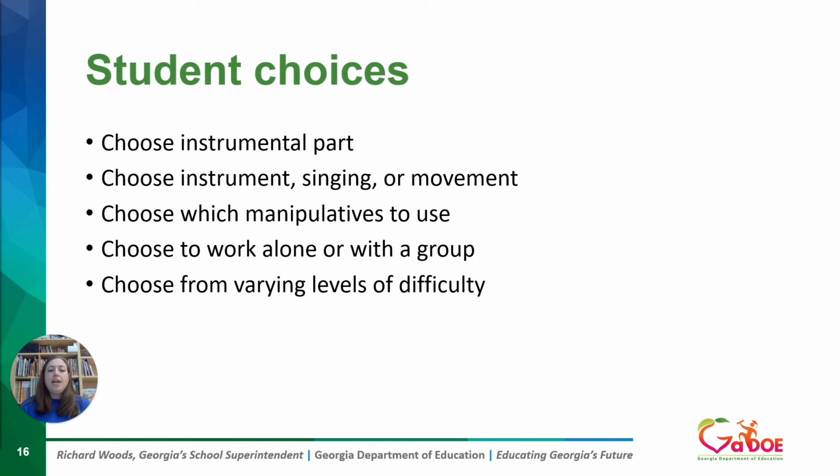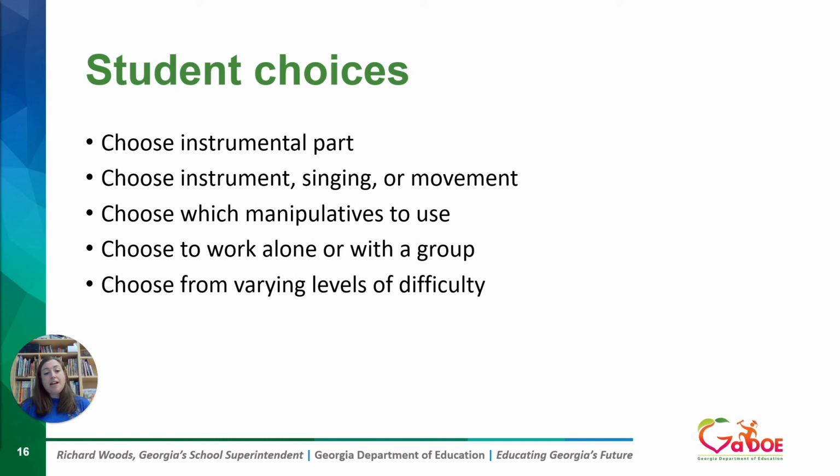Another way to differentiate is by student choice. You can let the students self-select based on their interest or their own perceived skill levels. So maybe I have a similar type of rhythm, but different instruments for it. I'll let the students choose which instrument they want to play. Or if I've got a song where I'm having some people play instruments and some people sing and some people move, I'll maybe let my students select which part they want to be involved in.